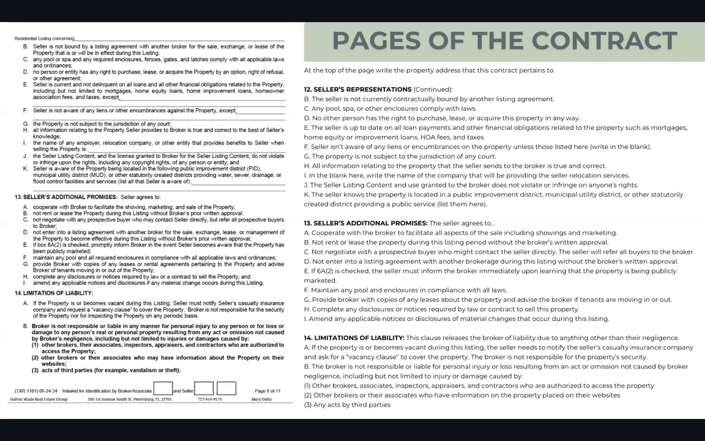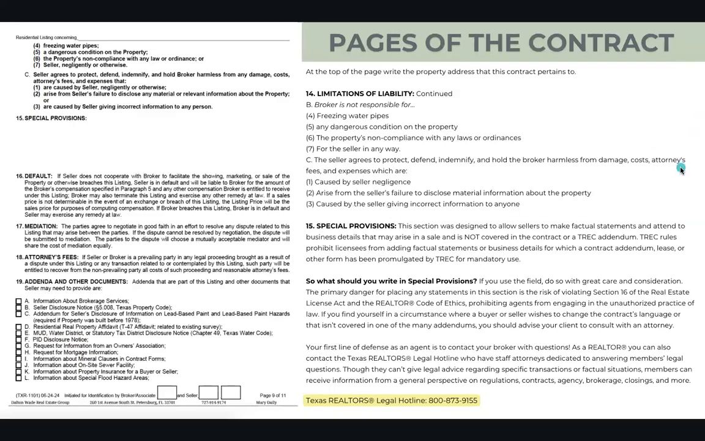And any acts by a third party. The broker is not responsible for freezing water pipes, any dangerous conditions on the property, non-compliance with any laws or ordinances, and for the seller in any way. The seller agrees to protect, defend, indemnify, and hold the broker harmless from damage, costs, attorney's fees, and expenses, which are caused by seller negligence or arise from the seller's failure to disclose material information about the property, or caused by the seller giving incorrect information to anyone.